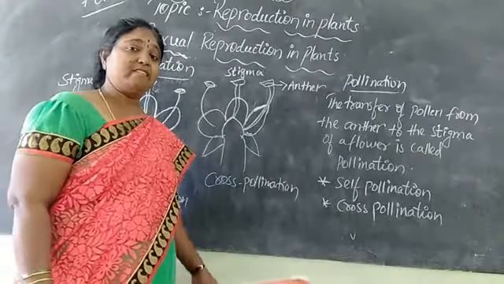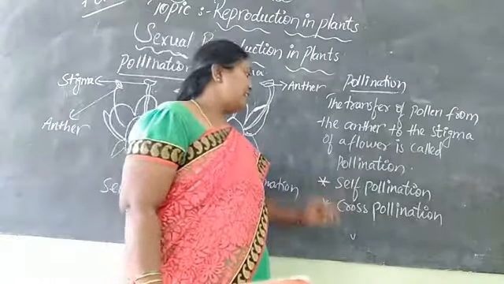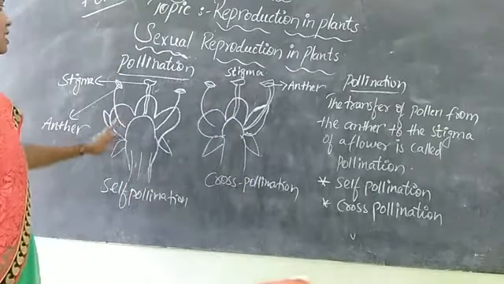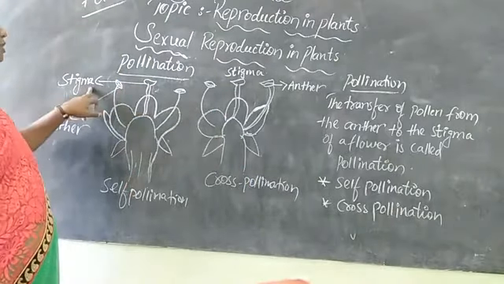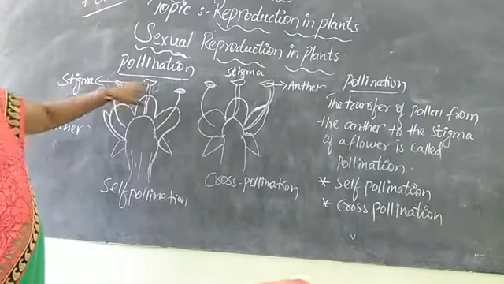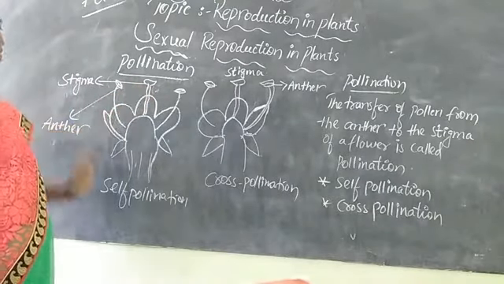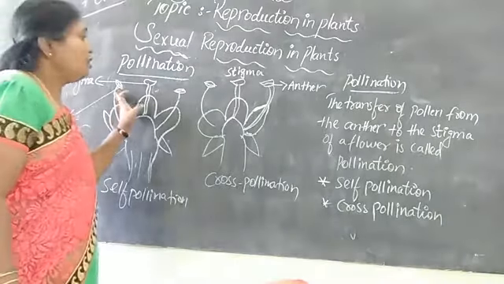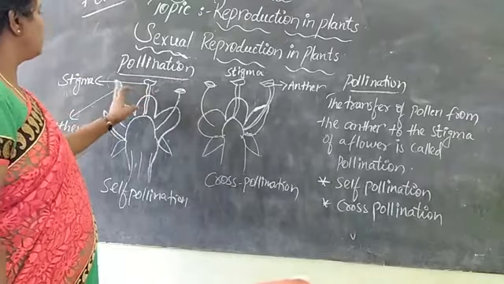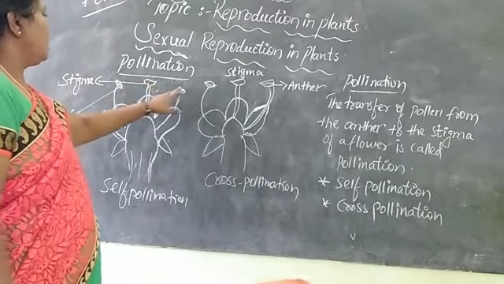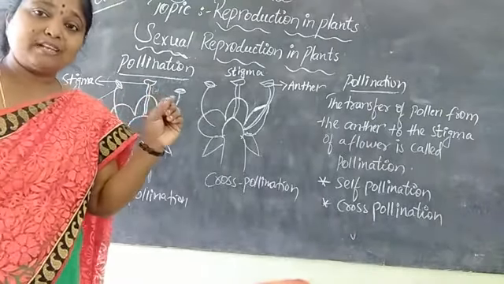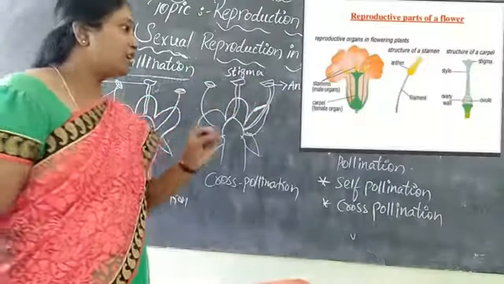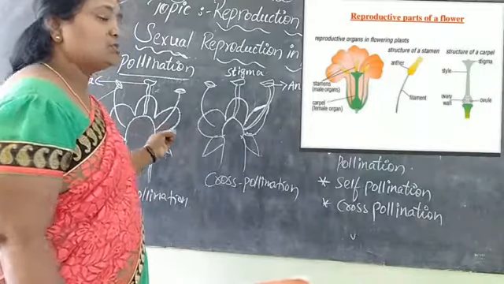In this we have two types, self-pollination and cross-pollination. In this figure you can see, children, the middle part we call the stigma and the sides are the anthers. So the transfer of pollen from the anther to the stigma. Here there will be some yellow-colored material. I can show you in the picture. That yellow-colored one is the pollen.